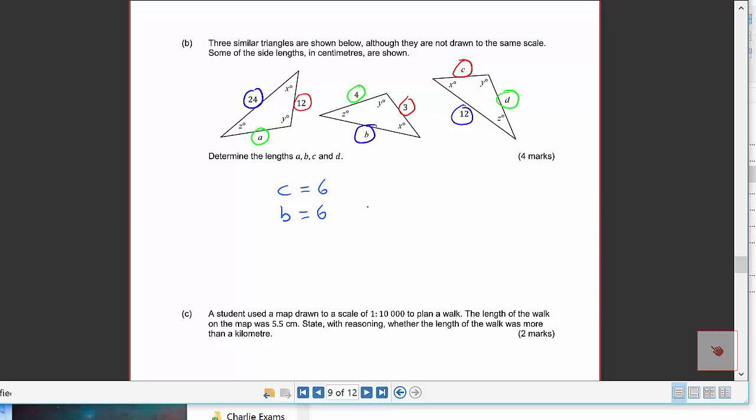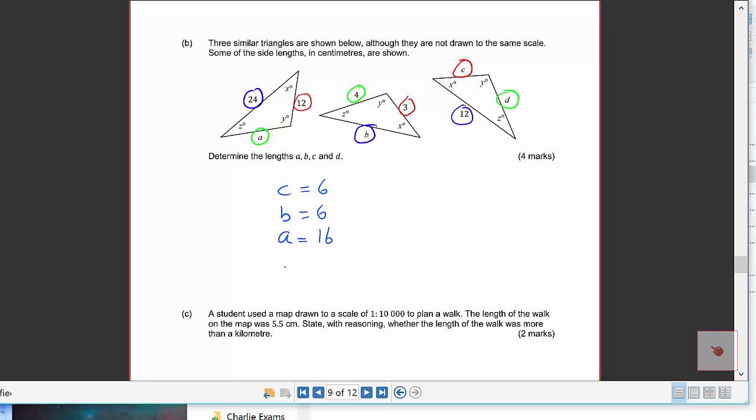So what else can we find? We've got to find a. Now we've got a 4 here, and we've already worked out that the lengths in this one are 4 times as much as this one. So that would give us that a is equal to 4 times 4, which is 16.